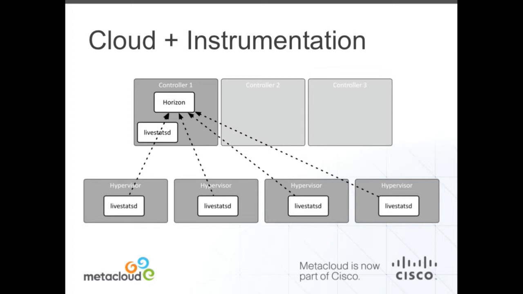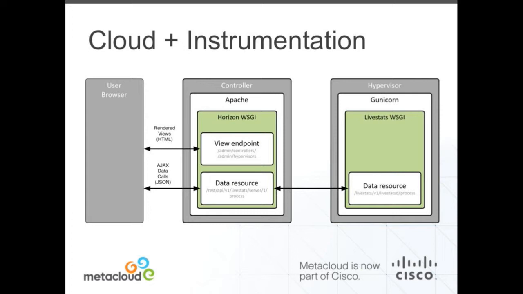Each node in our network is running a LiveStats daemon, which enables you to query the server and see what the current state of the server is. Whenever a user request comes into Horizon, Horizon will go out to the appropriate server, pull the information from LiveStats, and then present it to the user and update that every 5 seconds.